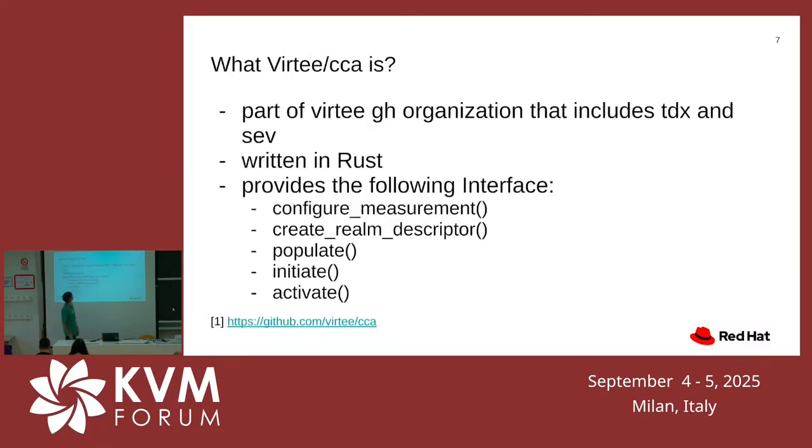I wanted to give a bit more detail about what virtee CCA is. It is part of a virtee GitHub organization that, as I said before, includes other technologies like TDX and CEV. It is written in Rust, and it provides an interface to deal with the CCA confidential technology. For example, those methods are exposed through this interface.